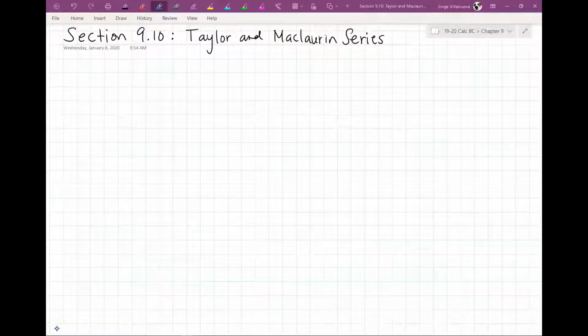All right, so for section 9.10, Taylor and Maclaurin series, we've already talked about Taylor and Maclaurin polynomials before in 9.7 and 9.8. So now in 9.10, they're going to talk about the series portion of it. So there's a definition that they give us. Let me write this down for you guys.